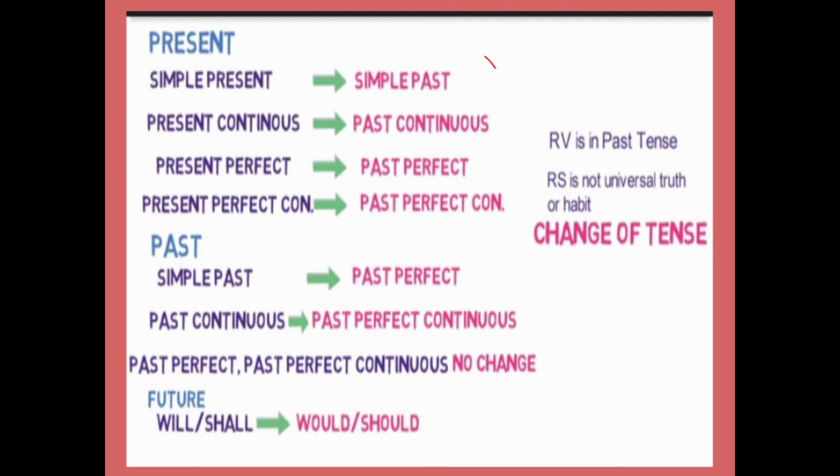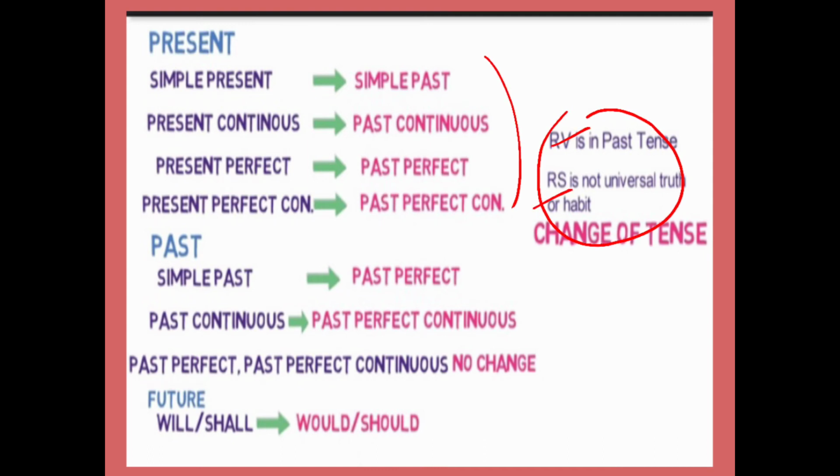Now this is the rule of present tense and past tense. Simple past, past perfect, past continuous, past perfect continuous: no change. In future, will and shall will be changed into would or should. In this case, these are the two things where we will not change the tense.